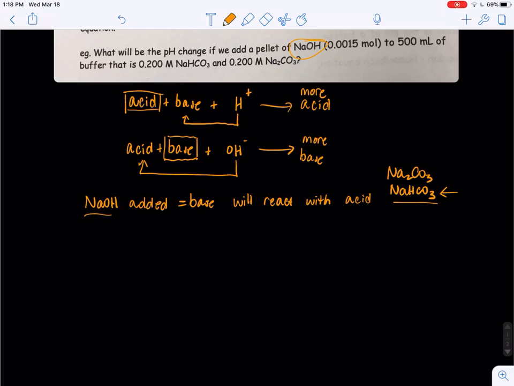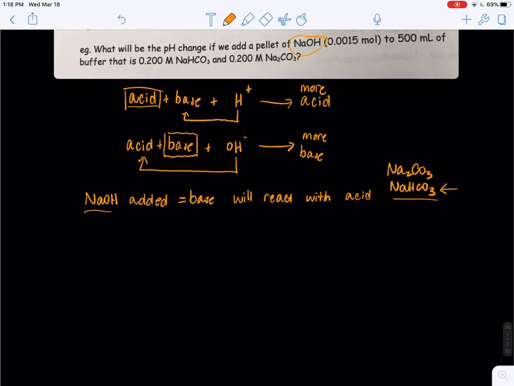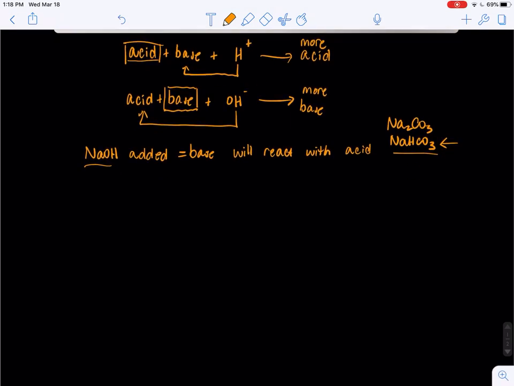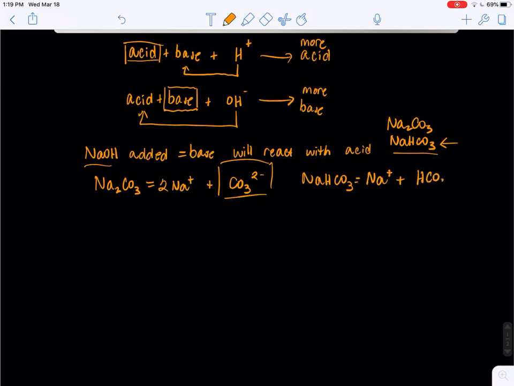NaHCO3. Now, I like to leave the sodium ions off, so we'll go ahead and do that. Sodium carbonate is basically sodium ions, which we're going to ignore, and carbonate. Okay, so we'll use carbonate. Sodium bicarbonate is sodium ion, which is a neutral spectator ion, and bicarbonate, which is my acid, and I'm going to use that.